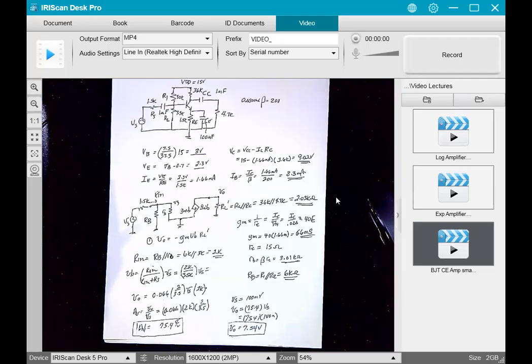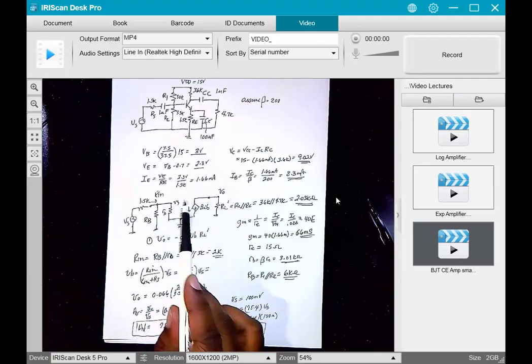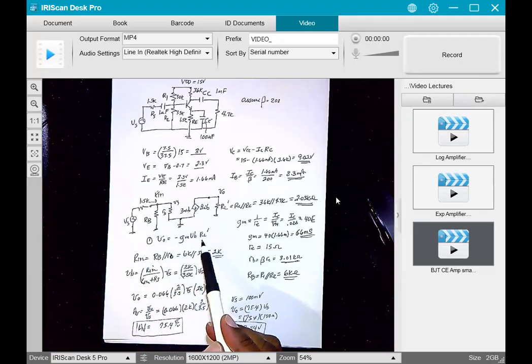I work it the same way every time. Sometimes there's a little deviation. Sometimes I'll add a couple of steps together, but the flow is exactly the same. I always start with this expression for V out. When I do the small signal model, this is the first thing I write.